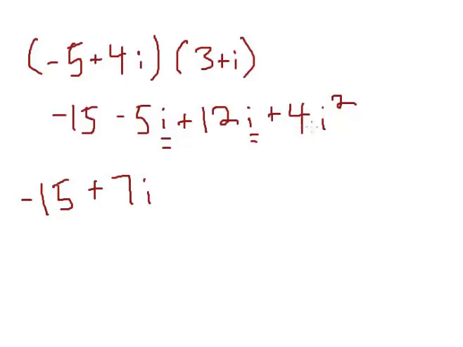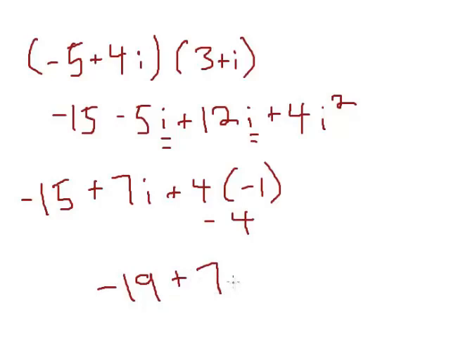7i. Now, 4i squared, remember, i squared is negative 1. So this is the same thing as 4 times negative 1, which really is the same thing as negative 4. So we've got negative 15 minus 4, which we can combine into negative 19, plus 7i. And now we've got negative 19 plus 7i, or you can write it as 7i minus 19.